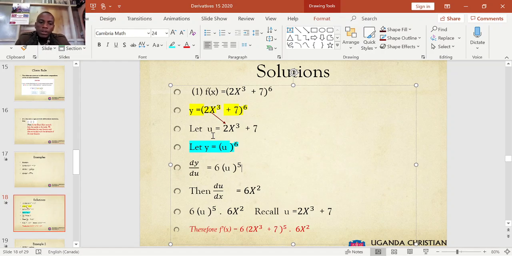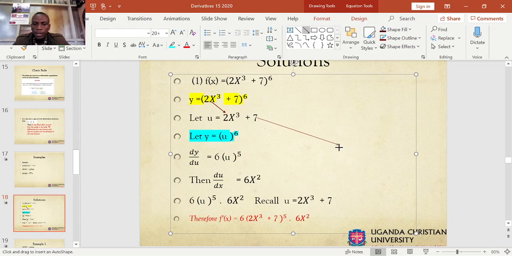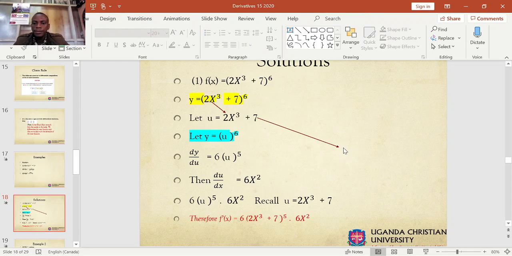Alright, and then we need to get our du dx, the derivative of the inner one. du dx, it's u in respect to x, and it's very simple. We use the power rule here, so we are multiplying by the 3. Okay, so let me just put this aside. Let me work it out from here before we get to that answer.